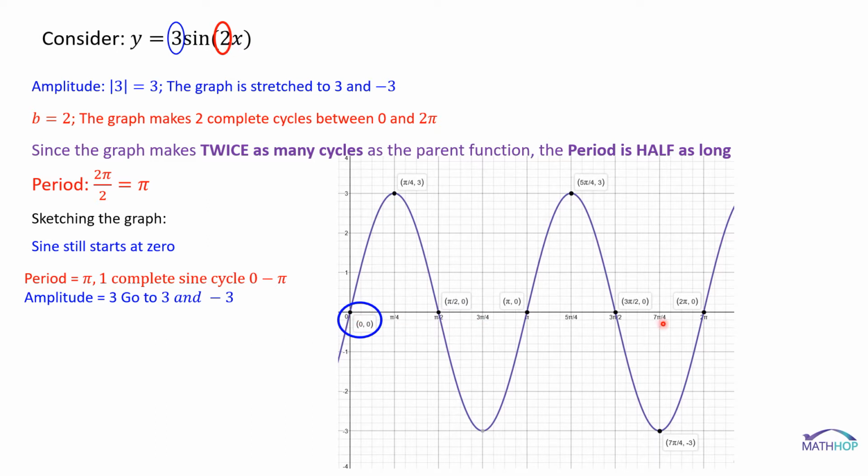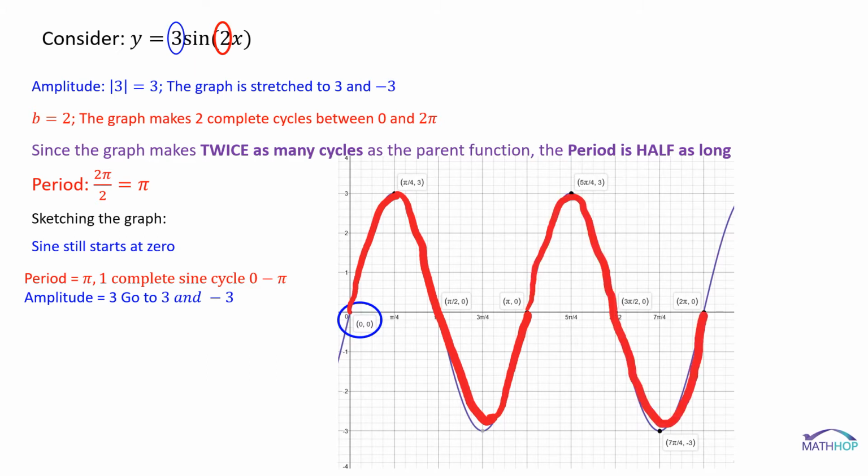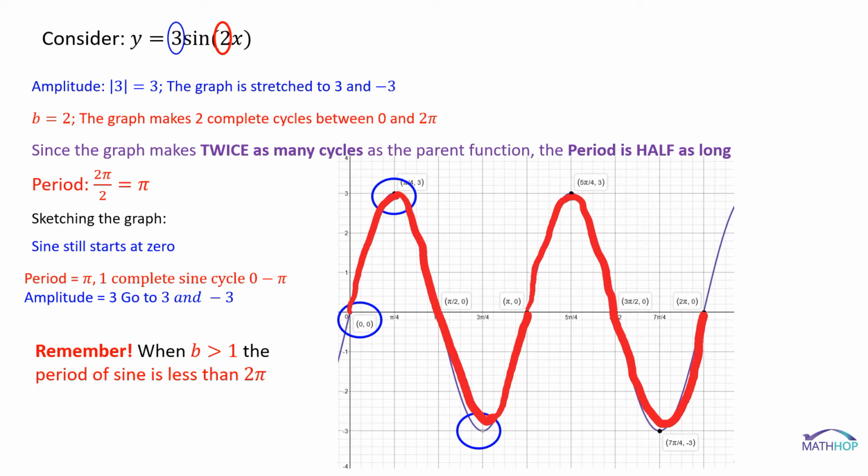I'm going to show both of those cycles. So I'm going to draw the one cycle right there, and then the second cycle right there, making sure that when I draw my curves or my waves, I go all the way up to 3 and all the way down to negative 3. Remember, B was greater than 1, therefore my period was less than the normal 2 pi. It was actually half of that.